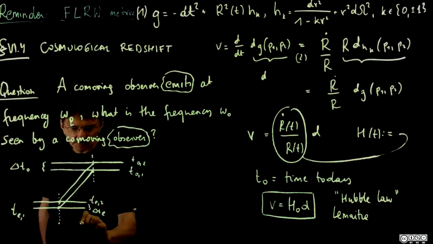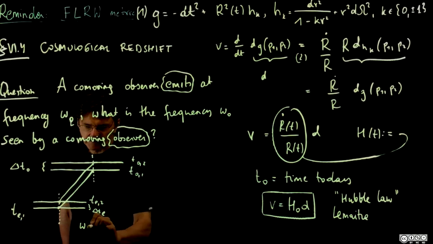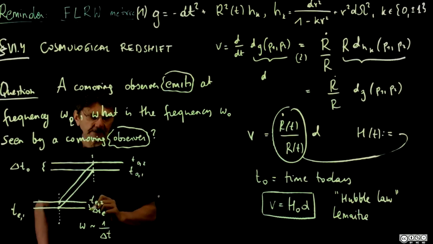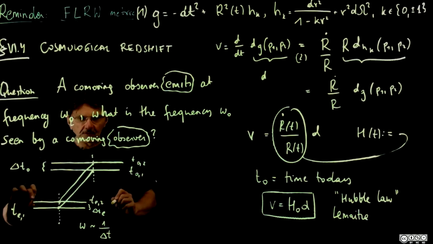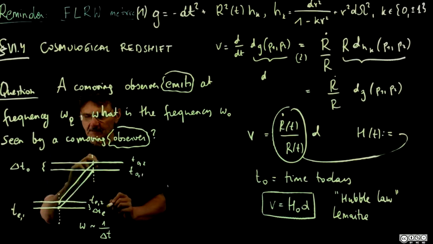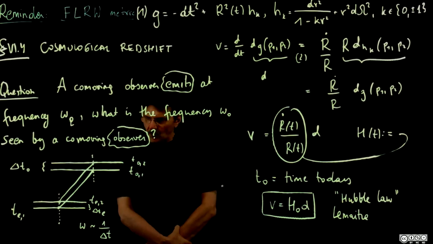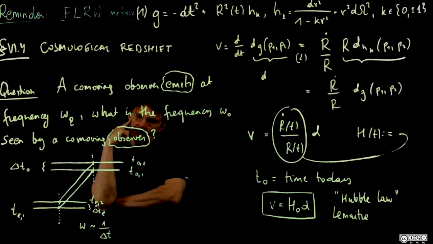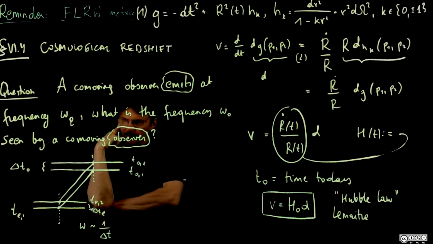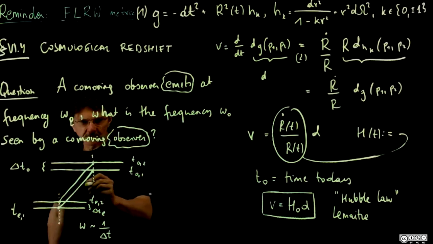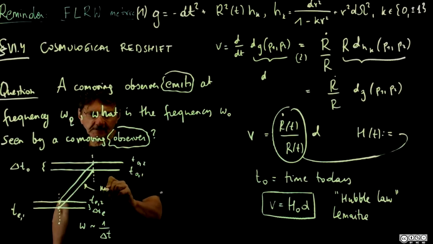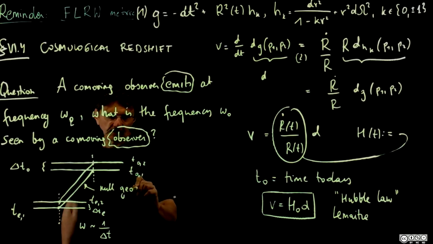And both frequencies are inversely proportional to 1 over delta t. So if this is exactly one period later, then that's going to be what's observed here. What else can I say here? Probably not much. These are null geodesics, of course. Light propagates on null geodesics.